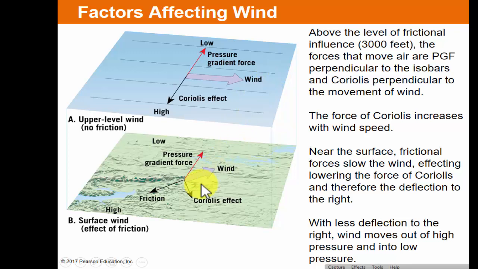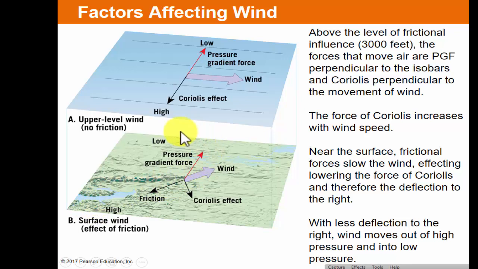Here, the pressure gradient force is greater than the Coriolis force, so the wind doesn't blow parallel to the isobars. It blows across the isobars out of high pressure and into low pressure, and effectively clockwise out of high pressure and then counterclockwise into low pressure.